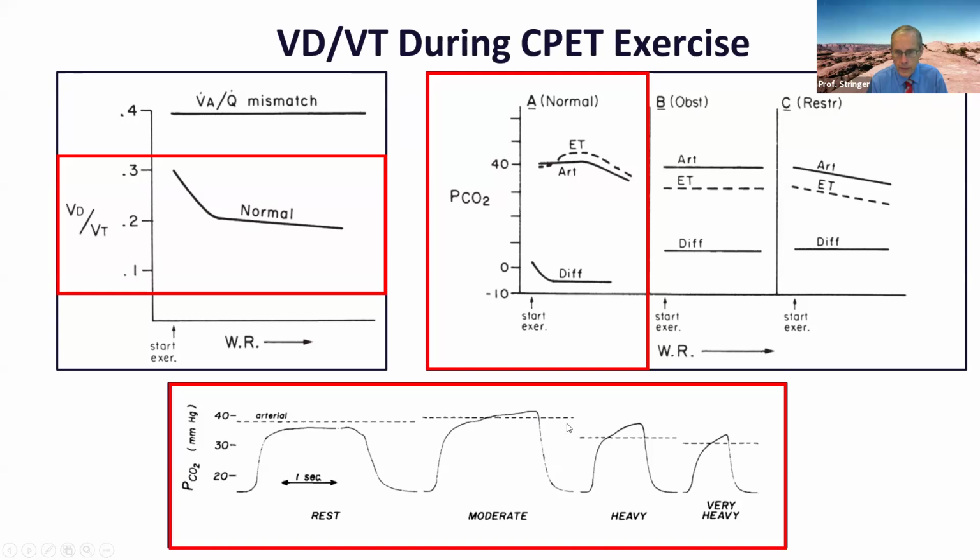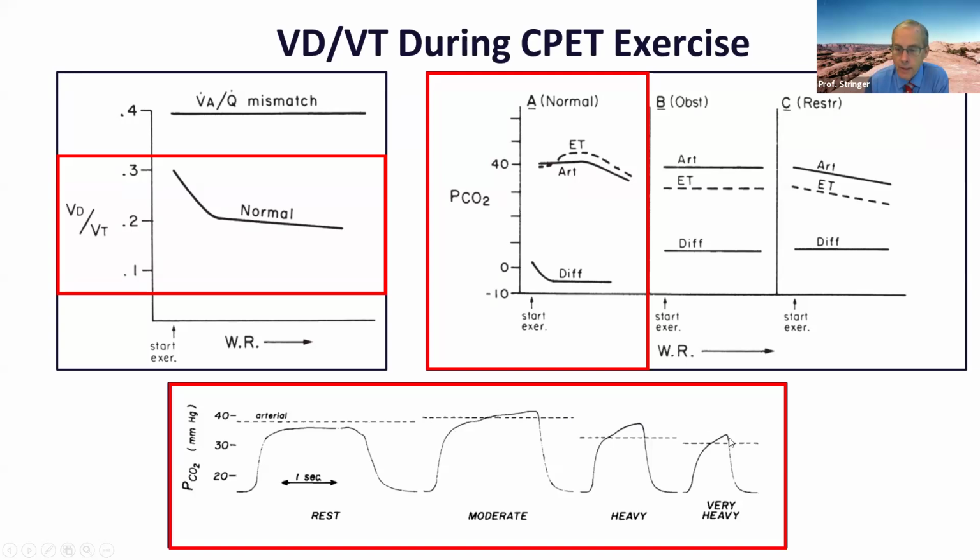That little dashed line is the arterial. And the arterial is driven down during heavy and very heavy intensity exercise, like we showed before, but the end tidal should actually stay above that. It gets steeper, the breaths get shorter, but the end tidal should still be above the arterial. So that's why we use a transcutaneous on our studies routinely.